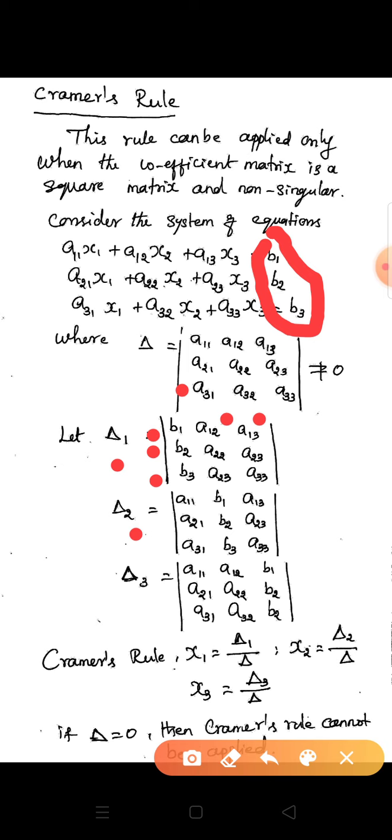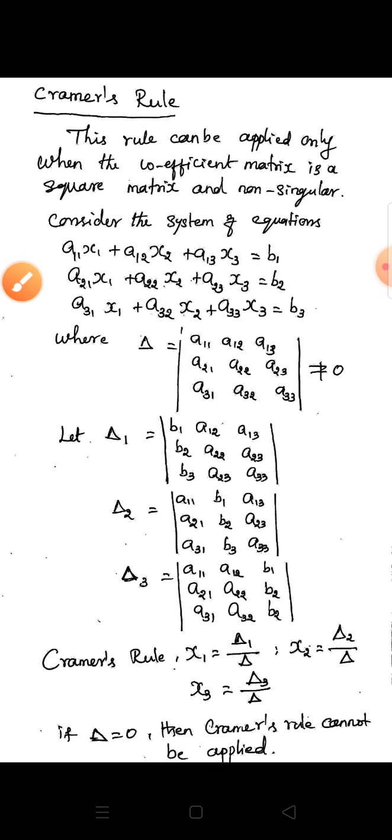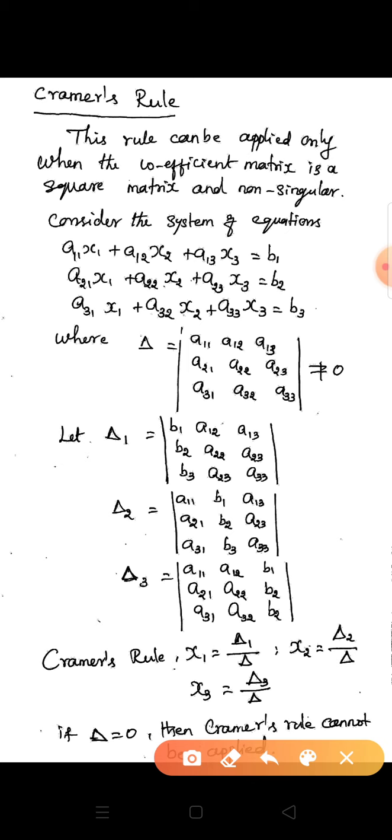Similarly, delta 2. How do you write delta 2? Yes, it is correct. We replace the second column, a12, a22, a32, by b1, b2, b3. The first column and third column have no change. This is called delta 2.